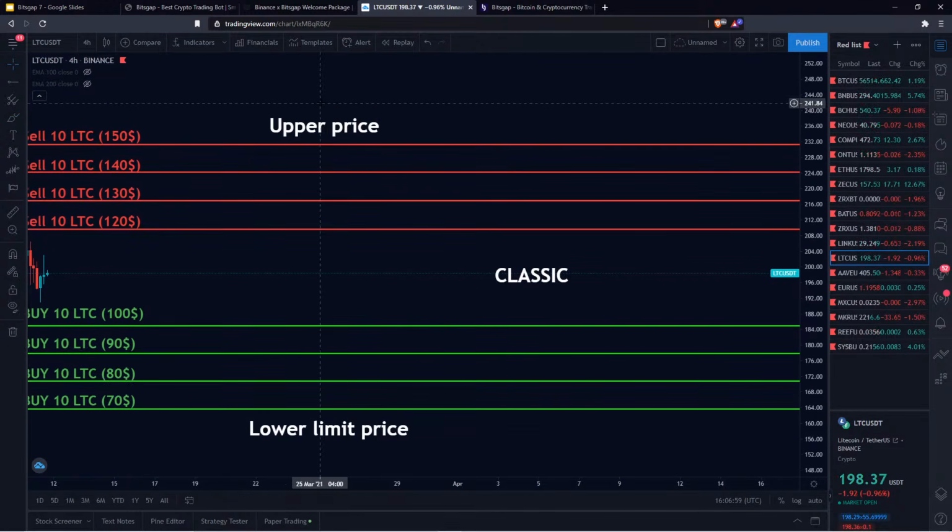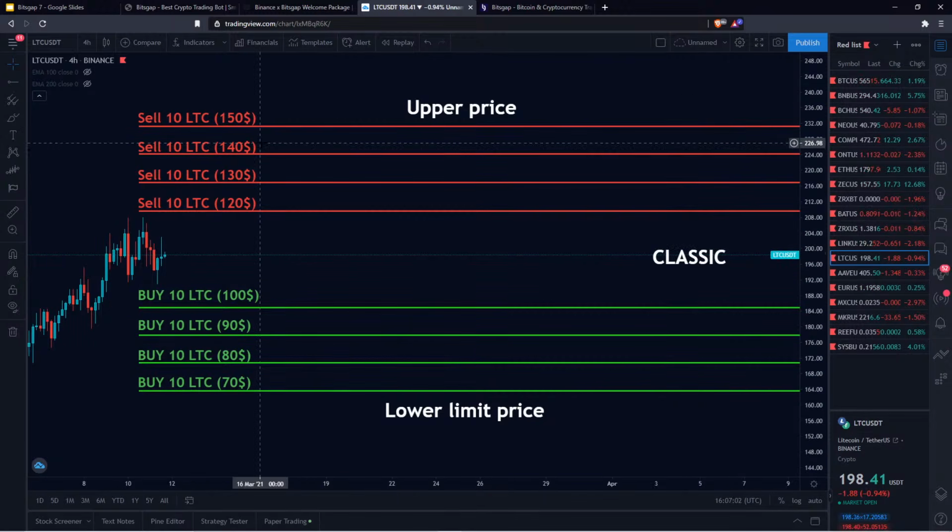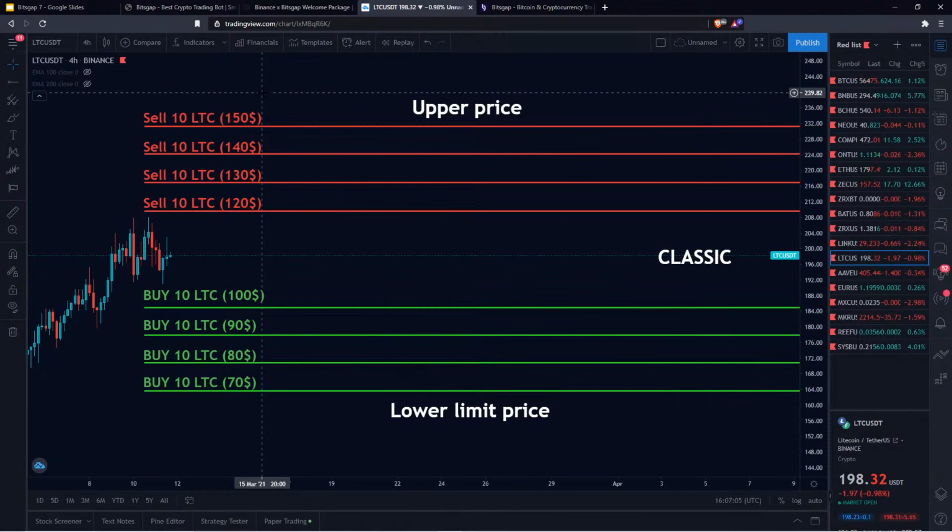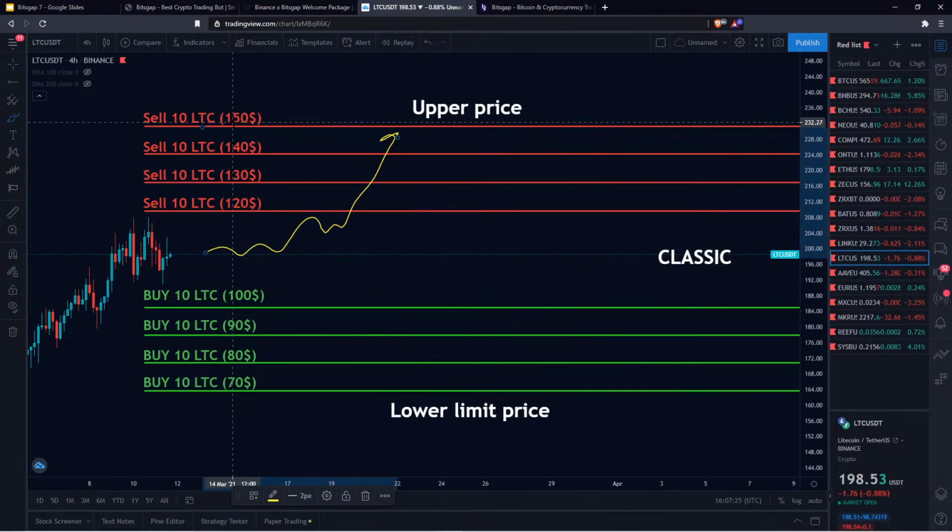So in the case of the classic bot, the idea is that it always buys and sells the same amount of the base currency. In this example, that's LTC as the base currency. So that implies that with the rising price, the cash out value rises, because as the price goes higher, in order to sell 10 Litecoins, it's basically going to be a higher number.